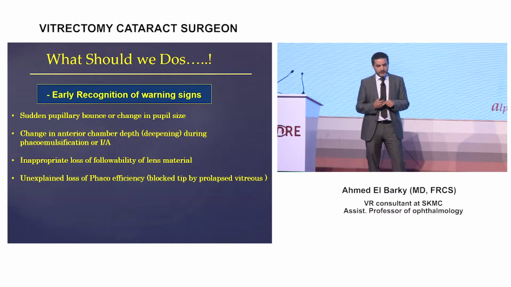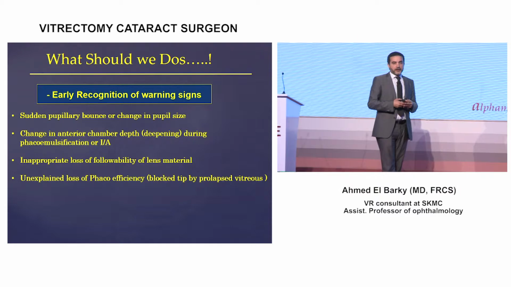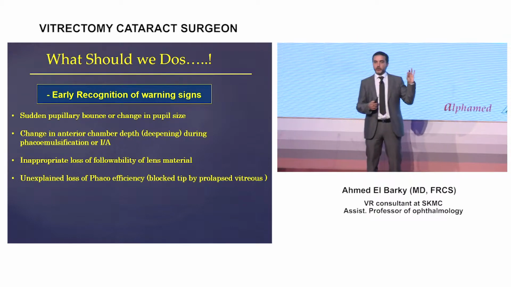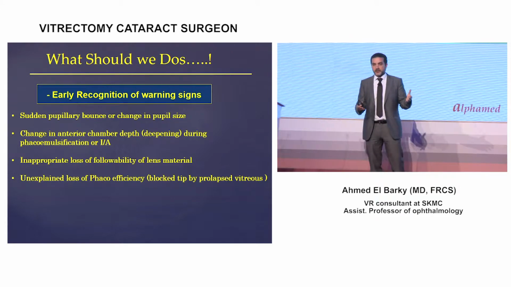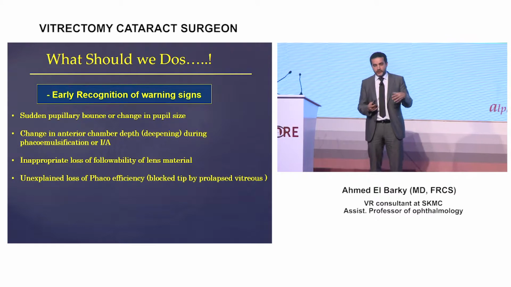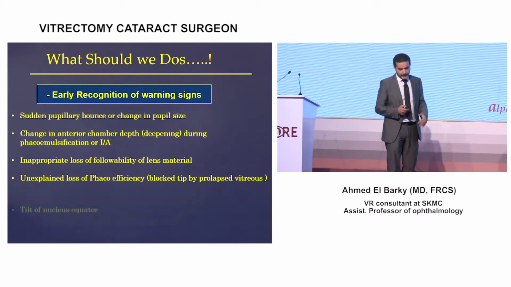I see this in phaco: if you didn't recognize there is vitreous loss and you keep continuing phaco, you may find that the phaco tip is blocked, and the machine gives you an occlusion sound and there is no fragment. So you have to think that something is going wrong. You are catching vitreous or something, so you have to stop at this point and check.